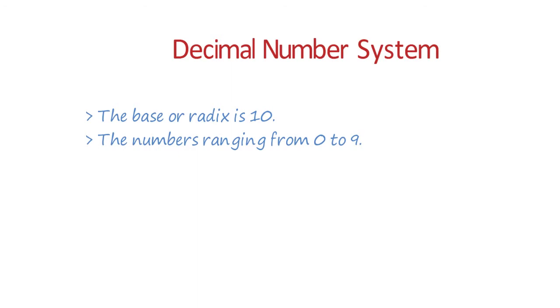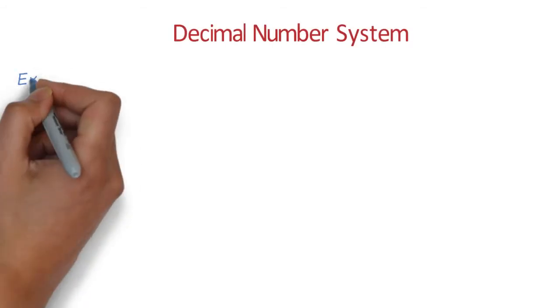In this system, the successive positions to the left of the decimal point have weights of 10 raised to 0, 10 raised to 1, 10 raised to 2, 10 raised to 3, and so on. Similarly, successive positions to the right of the decimal point have weights of 10 raised to minus 1, 10 raised to minus 2, 10 raised to minus 3, and so on. That means each position has a specific weight which is a power of base 10.